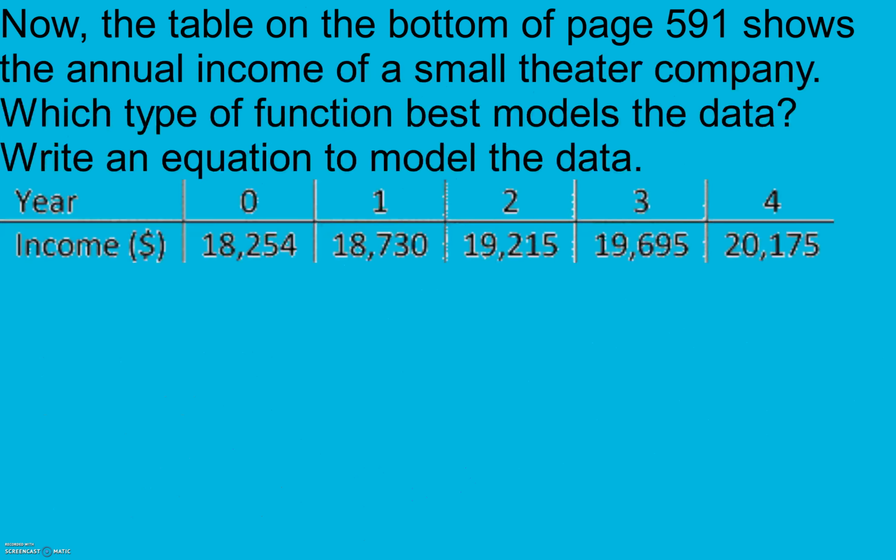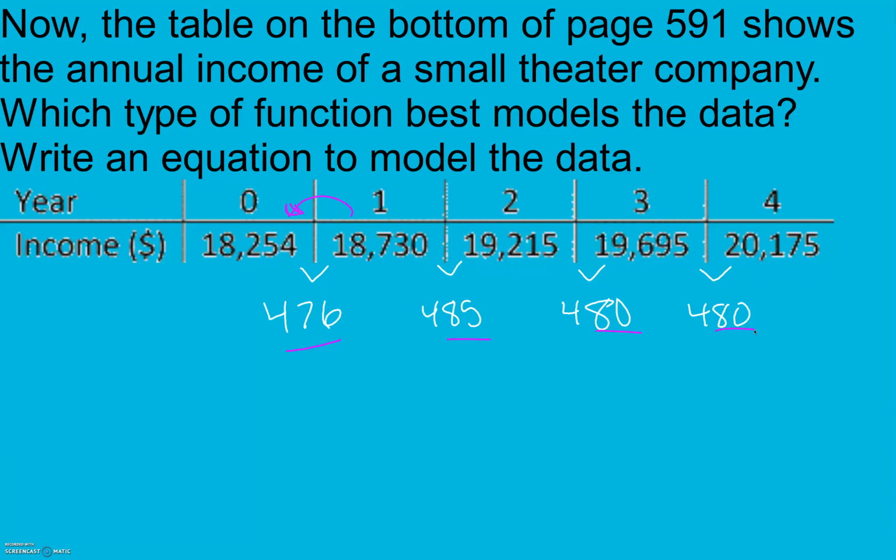Now, the table on the bottom of page 591 shows the annual income of a small theater company. What type of function best models the data? Write an equation to model the data. So the first thing I'm going to check, guys, is common differences and see if they match. Here my data is pretty close. And remember, I take my second number minus my first number to get my values. Two of them are 480. Two of them are very, very close to 480.